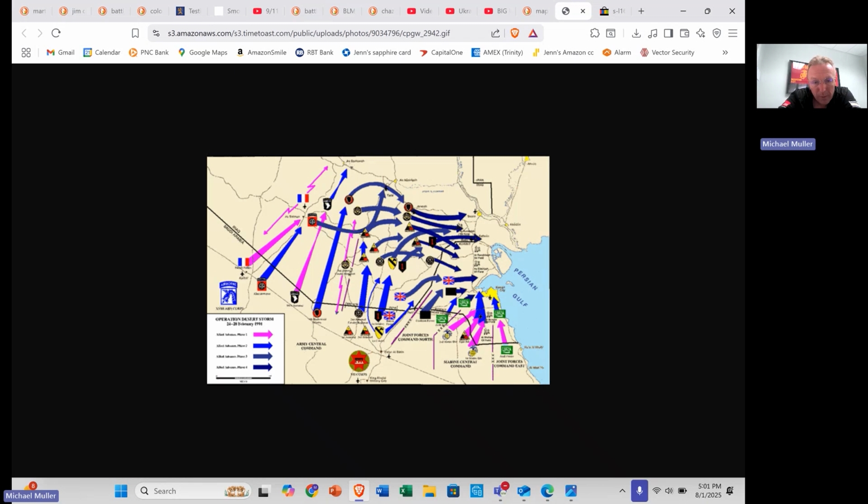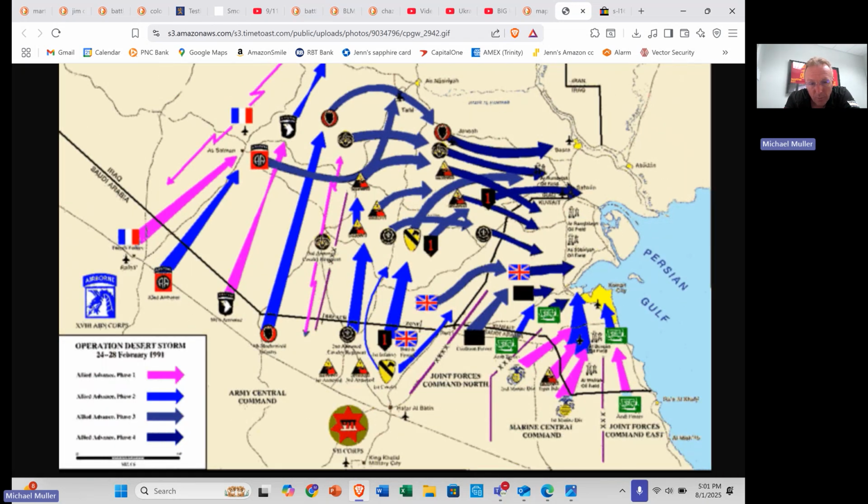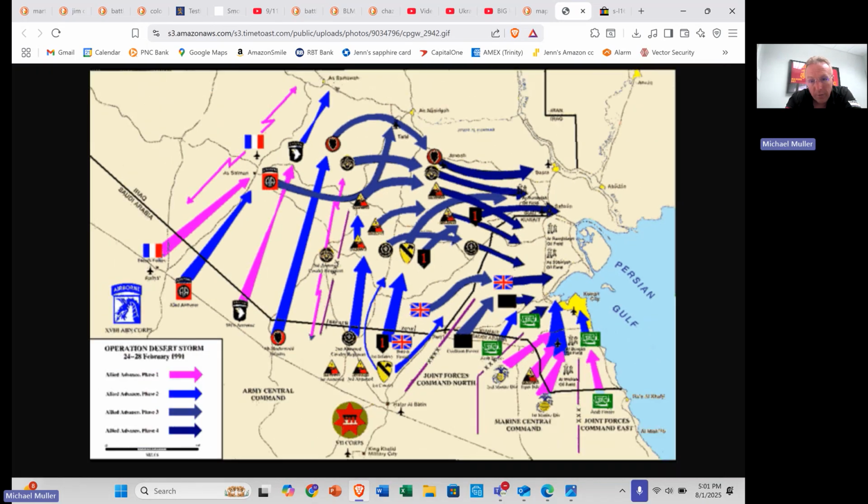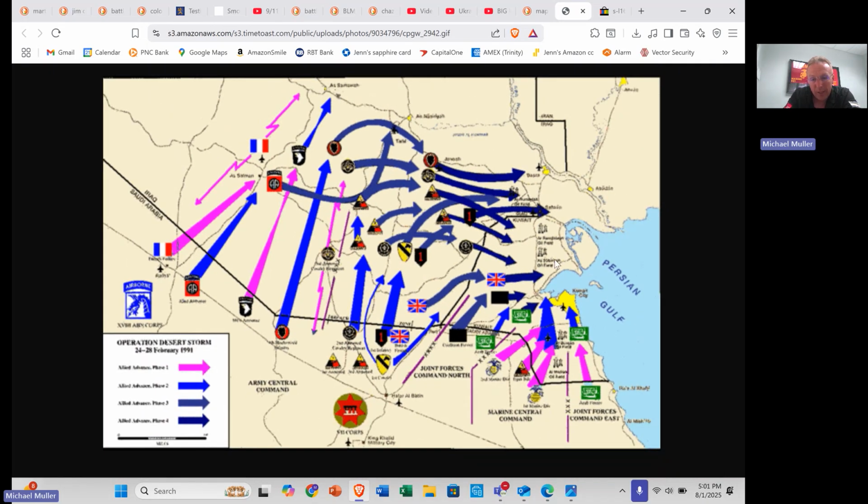Let's see if I can zoom in, make that bigger. There's the first armored. There's the second armored. There, this is the first Cav Brigade. All of these units. There's the Big Red One, First Infantry Division. All of these guys are now mechanized and armored brigades, but they're all doing a flank attack on a giant sweeping arc. What they're hunting for is the Iraqi Republican Guard.